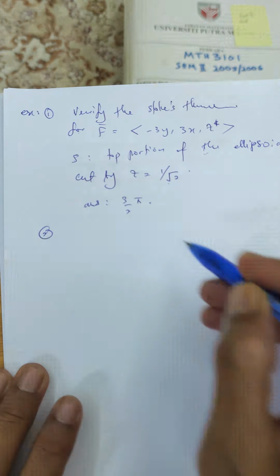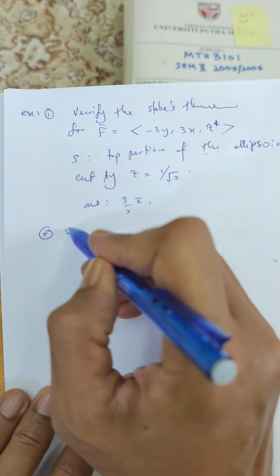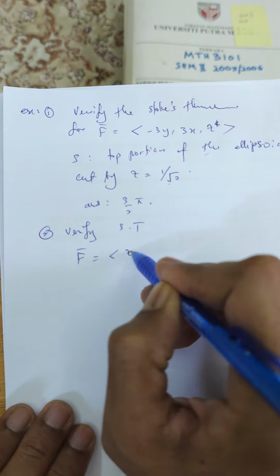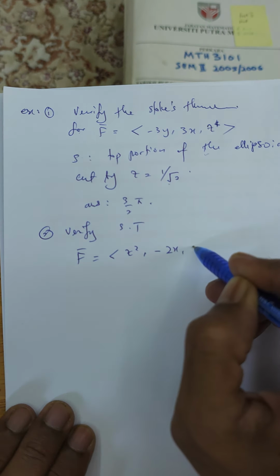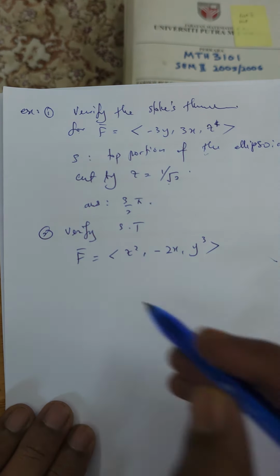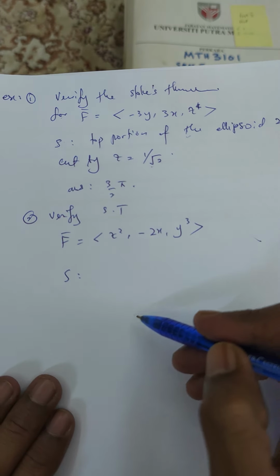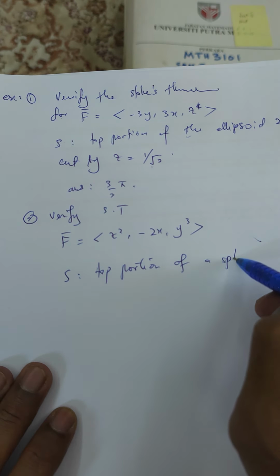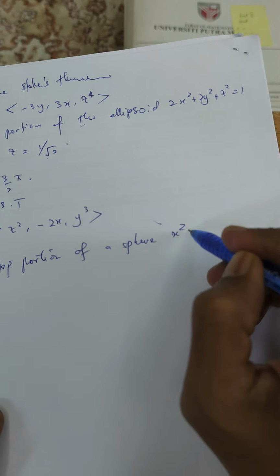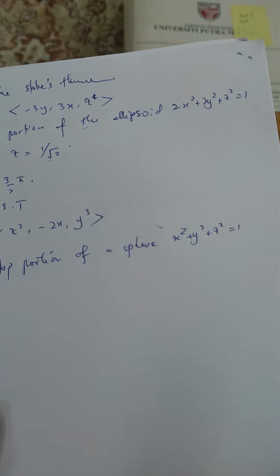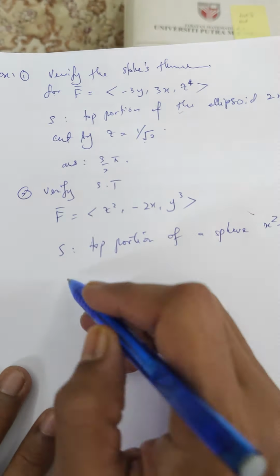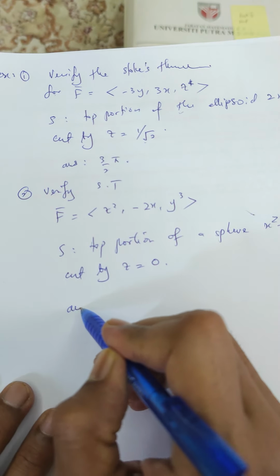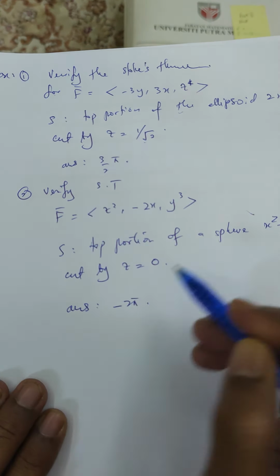And number 2, verify Stokes theorem. Your F is given as z squared, minus 2x, y cubed, and S is the top portion of a sphere x squared plus y squared plus z squared equal to 1, cut by z equal to 0. And for this, the answer is minus 2 pi.